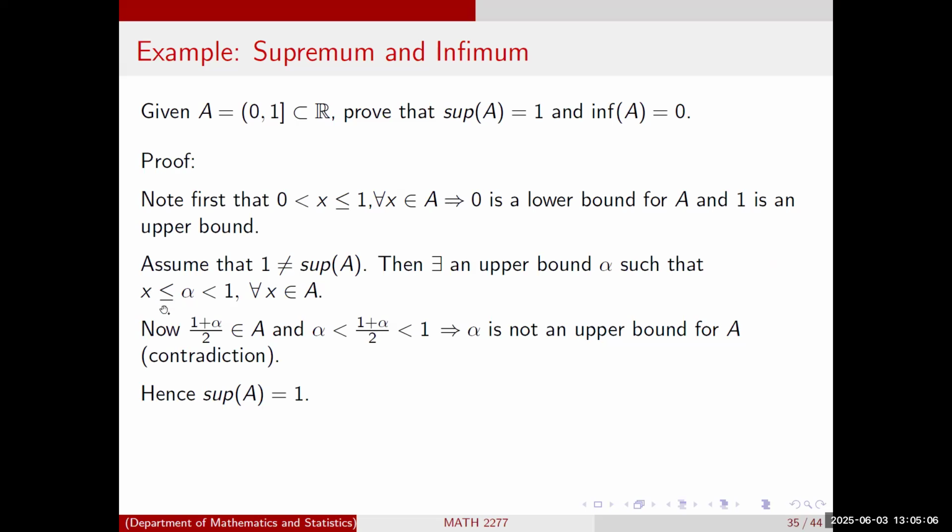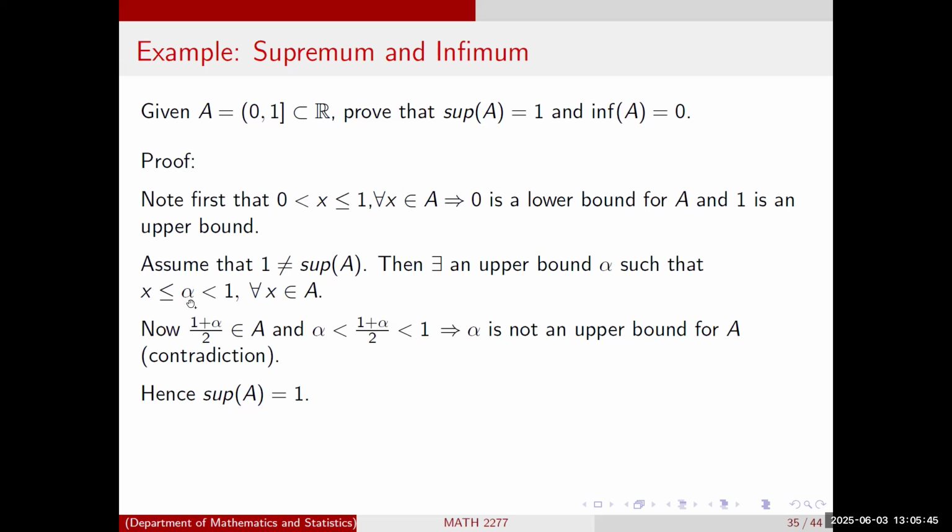So x should be less than or equal to all of these, right? For all x in A, because x is an element of A, alpha is our upper bound. So alpha should be bigger than or equal to x, but strictly less than 1. Now, in order to get a contradiction, I'm going to generate an element that is bigger than alpha. Alpha is our upper bound, so I should not be able to find any element of A bigger than alpha, but I'm going to do that.